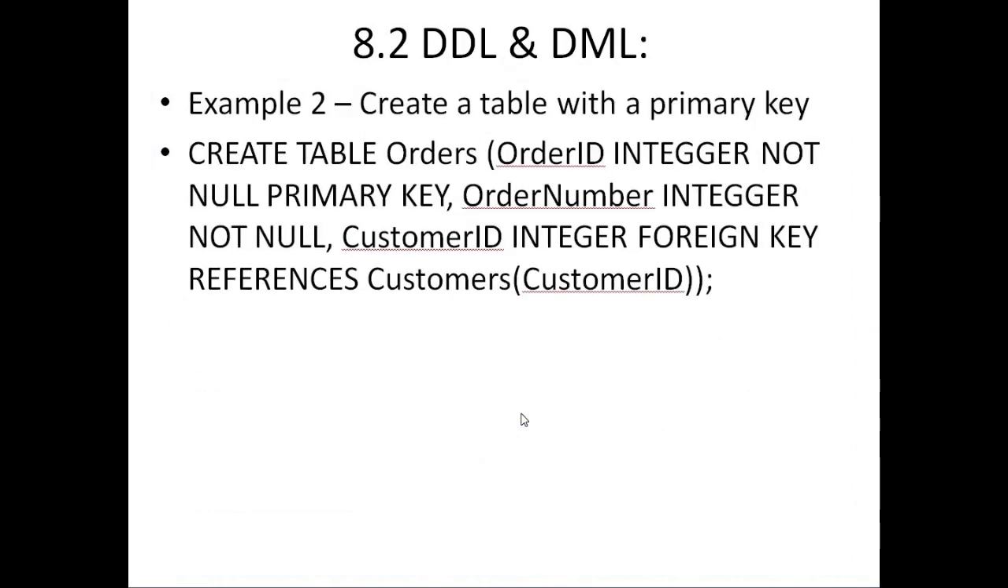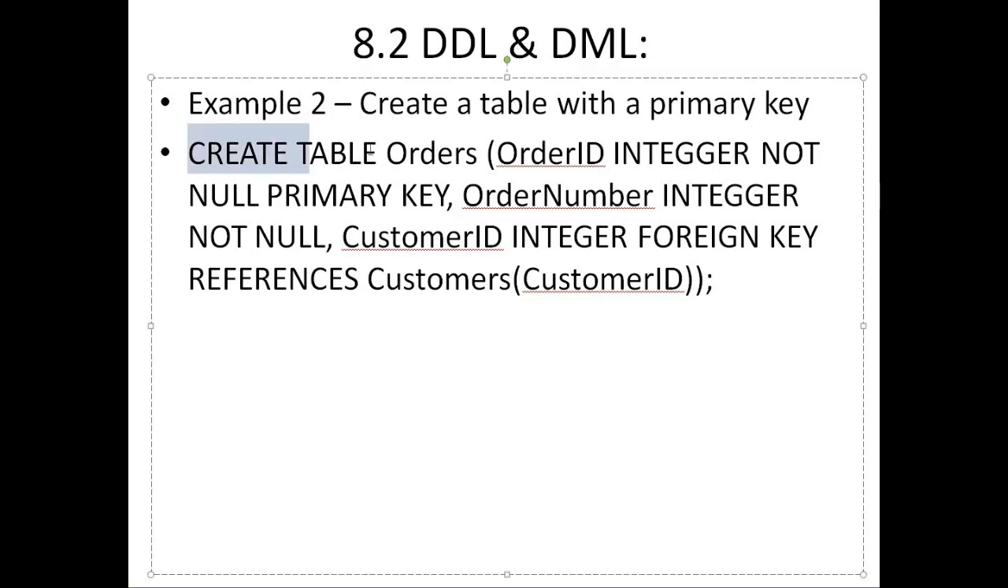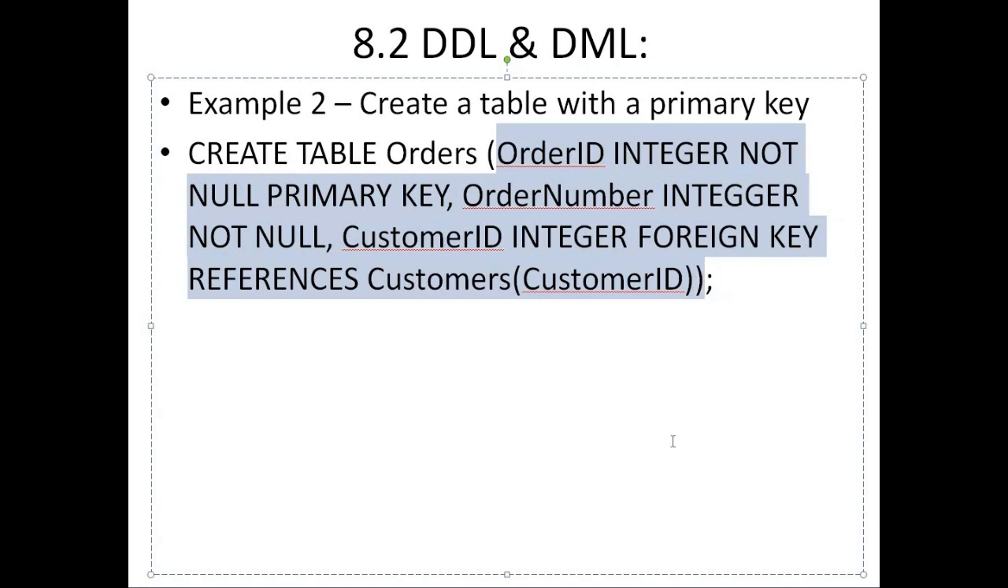Example 2, creating a table with a primary key. If you want to create a table with a primary key, then you can do it like this. Again, we use the same command, create table, and then we simply write whatever name we want our table to have. Then we follow the same pattern, that inside the parenthesis we write all of our field names and their data types. The only difference is whatever we want to be set as the primary key, such as over here, we are going to write 2 extra keywords with it.